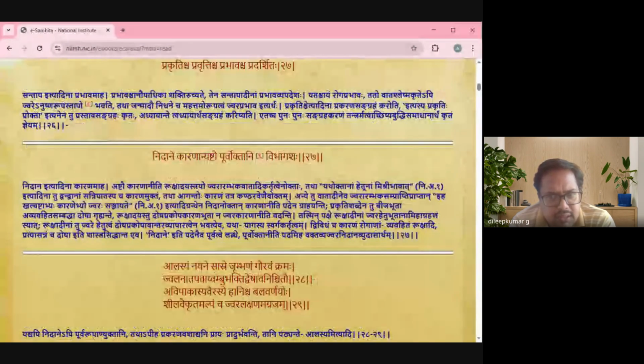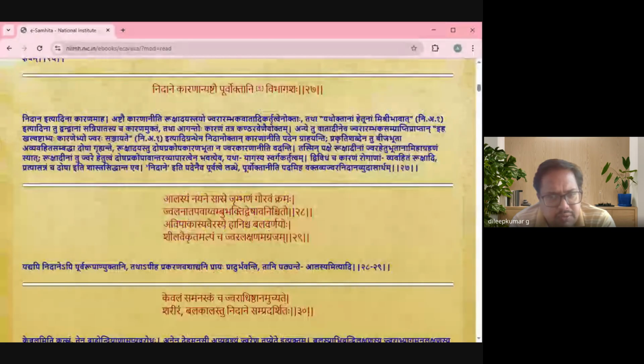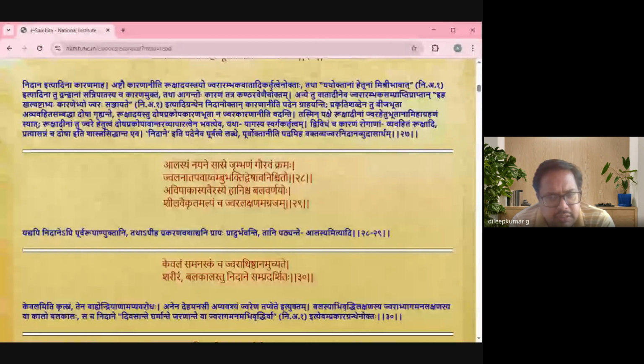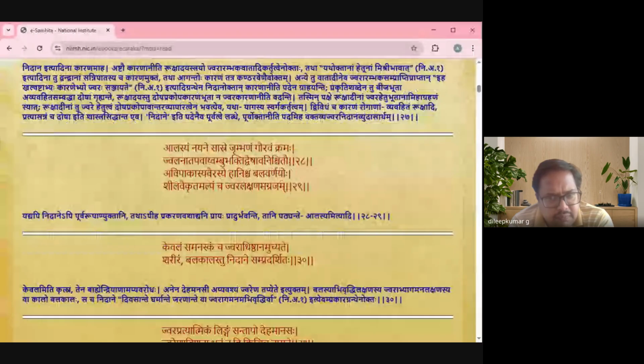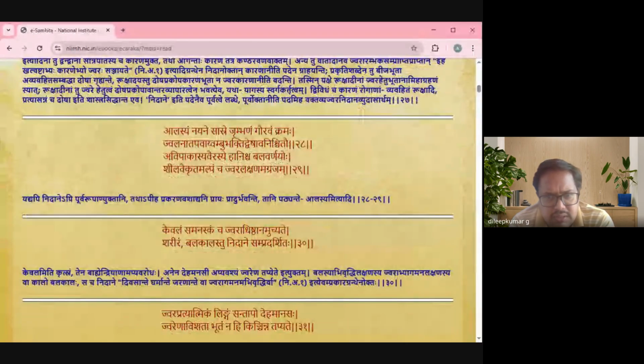In Nidanasthana, 8 Karanas have already been mentioned: Vataja, Pittaja, Kaphaja, Sannipataja, Dvandvaja, and Agantuja. The same thing is mentioned here.